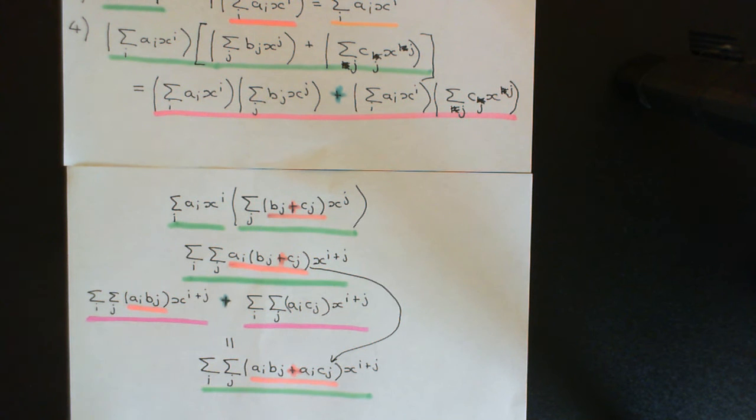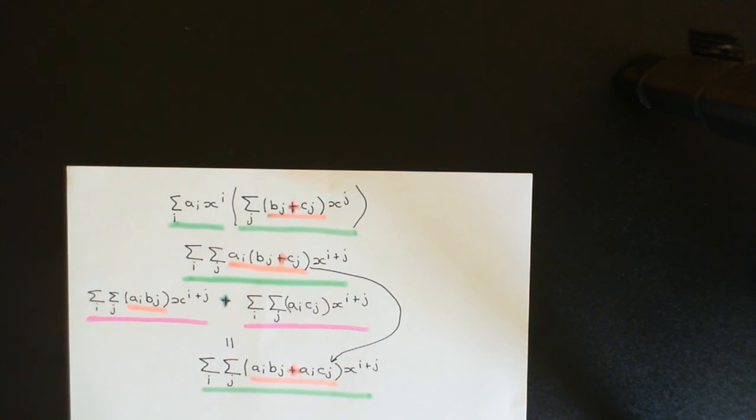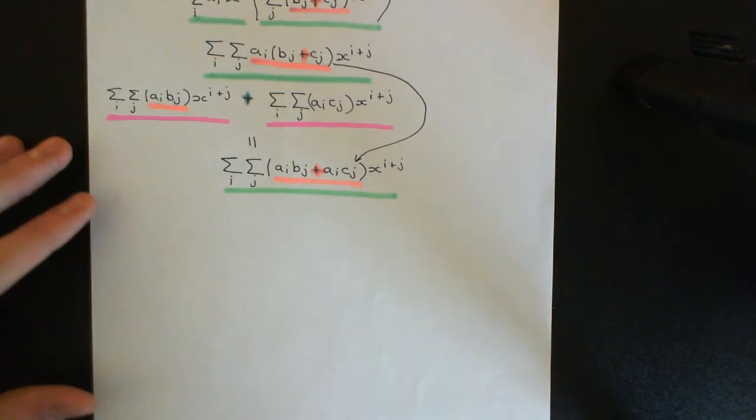Okay, so this is left distributivity. You could do the exact same argument with a few little tweaks to prove right distributivity for this set of polynomials, but we don't need to, because we're about to prove commutativity, and as soon as commutativity is true, right distributivity follows from left distributivity anyway. Okay, so let's now prove commutativity then.